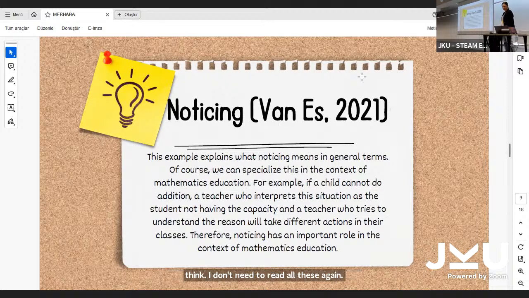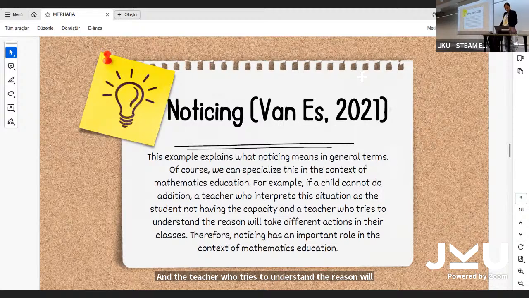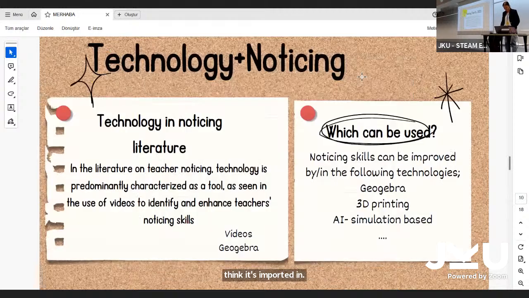This example explains what noticing means in general terms. Of course, we can specialize it in the context of mathematics education. For example, a child cannot do addition. A teacher who interprets the situation as the student not having the capacity, and a teacher who tries to understand the reason, will take different actions. So noticing is important in the context of mathematics education.